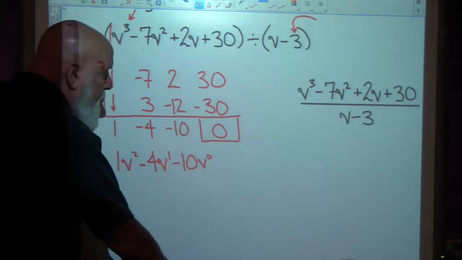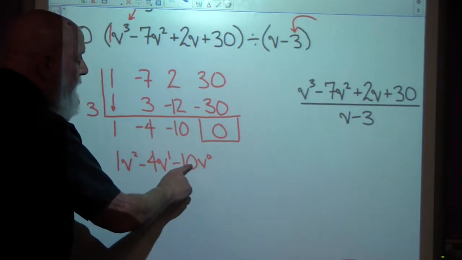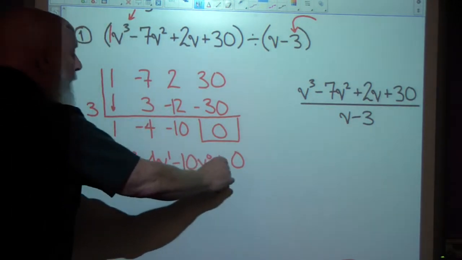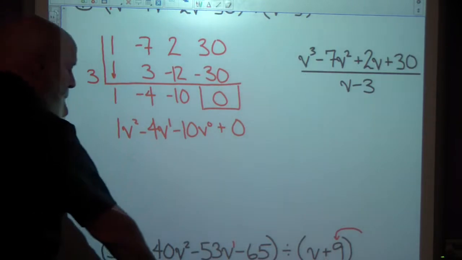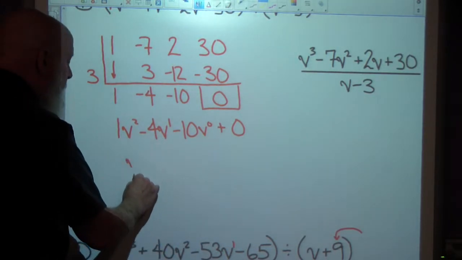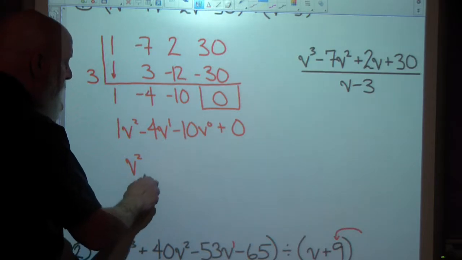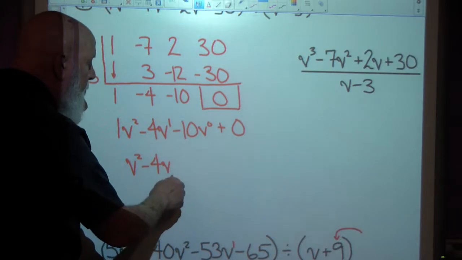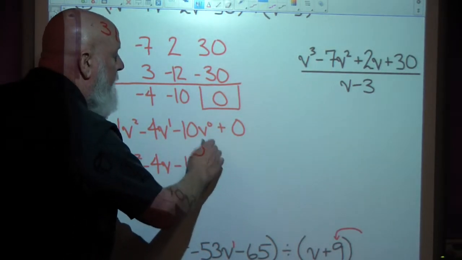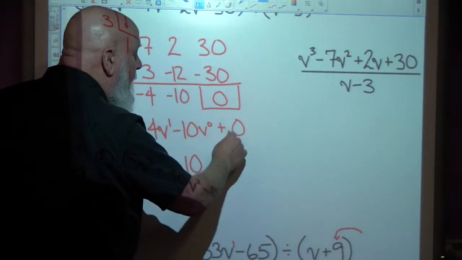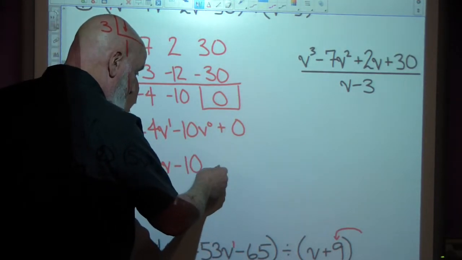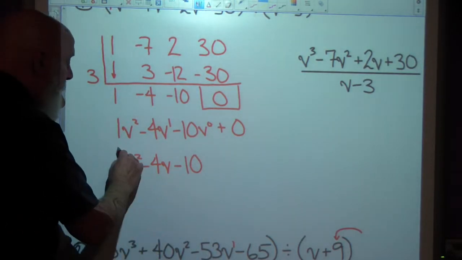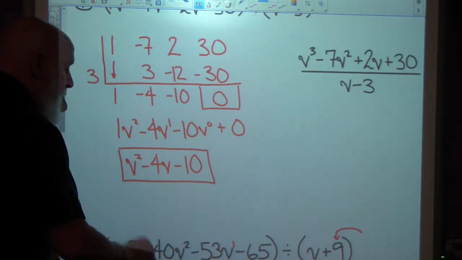And remember, v to the 0 is a 1. We don't hardly ever show it like that. And plus a 0 remainder. Now, this is what we have. It's hardly ever written that way, though. It'll be written like this. V squared. They don't bother showing the 1 coefficient. Minus 4v. They don't bother showing the 1 exponent because it's implied. Minus 10, they don't bother showing v to the 0 because that's implied. And they don't bother showing plus 0 because if you don't see a remainder, then it's implied that the remainder is 0. So this is our answer.